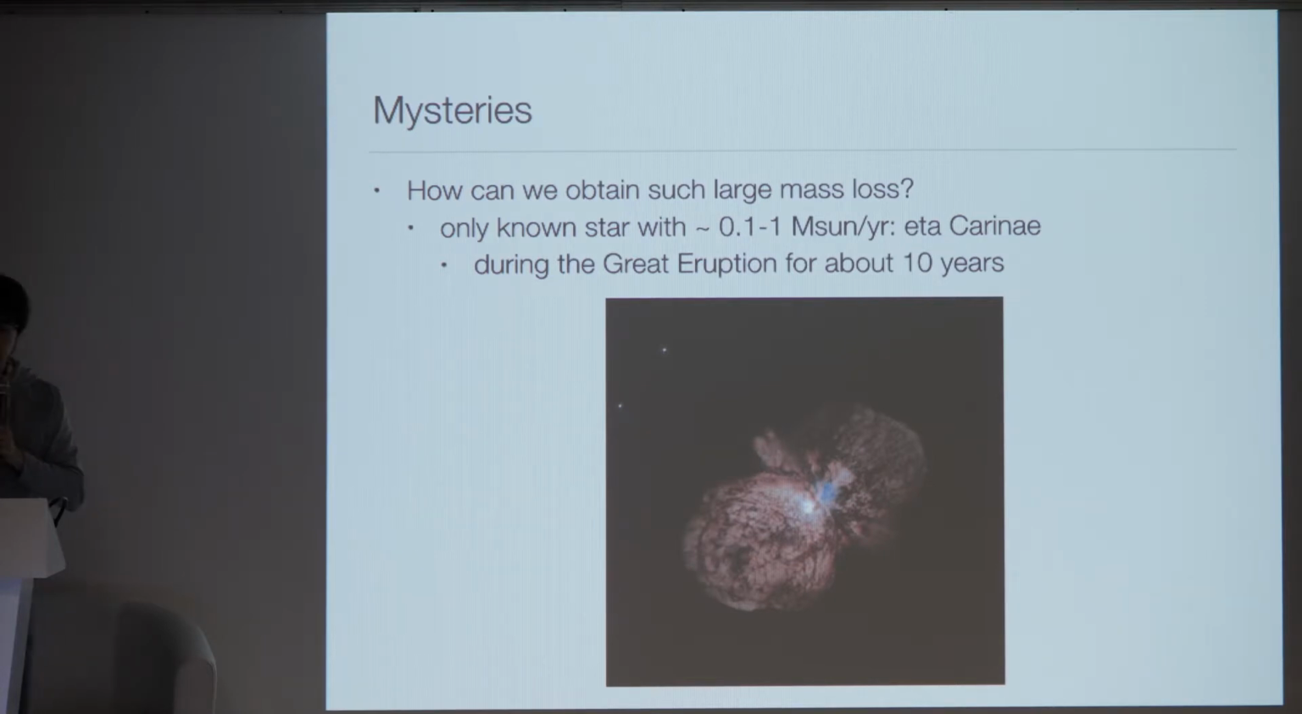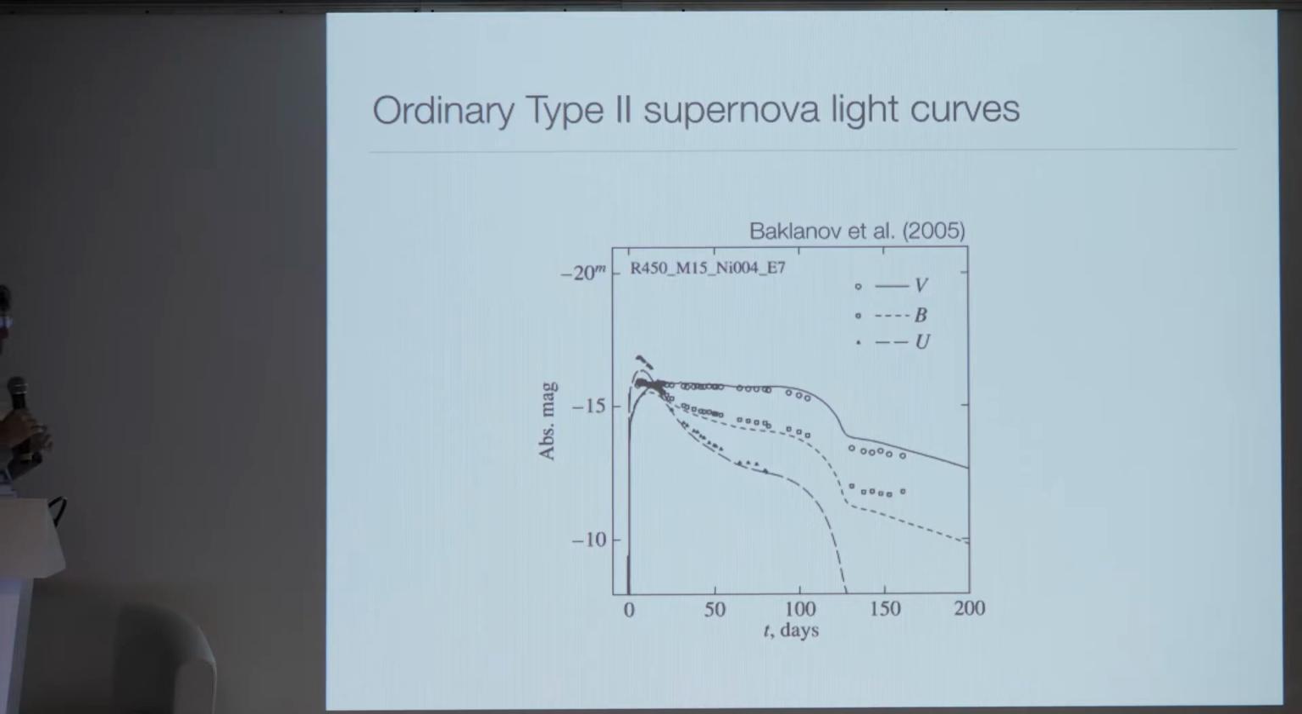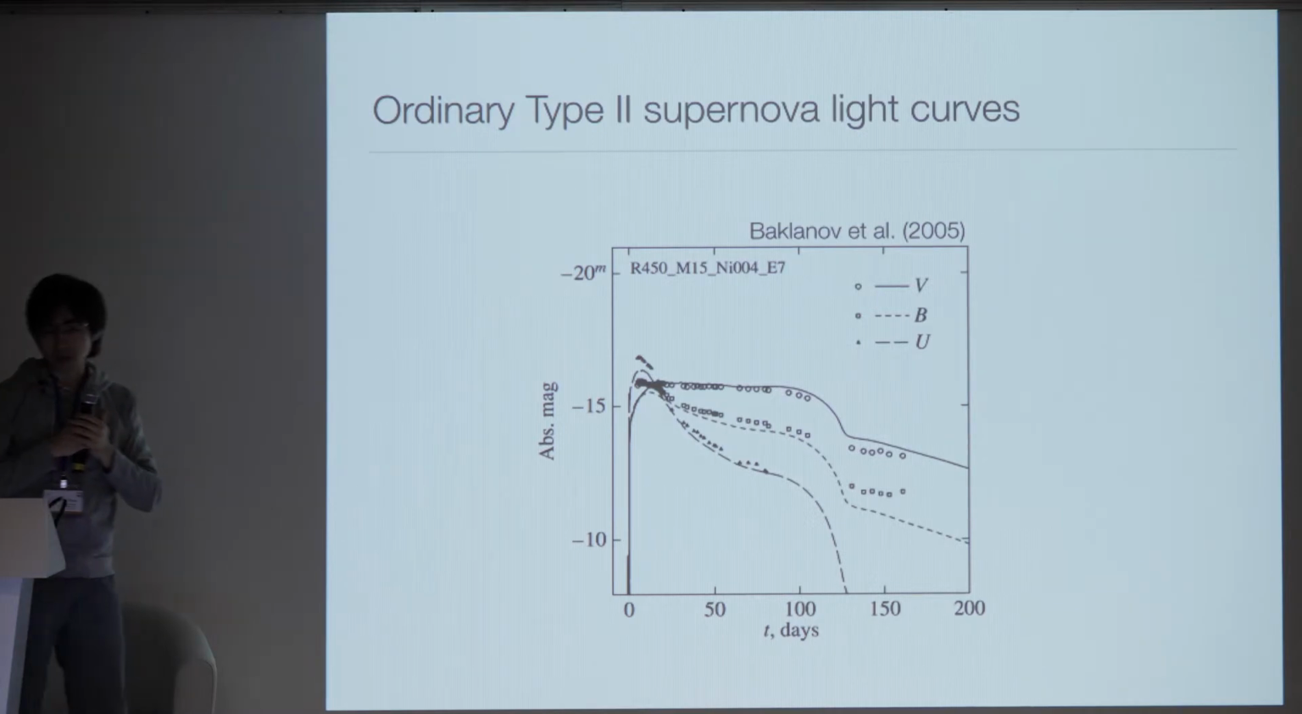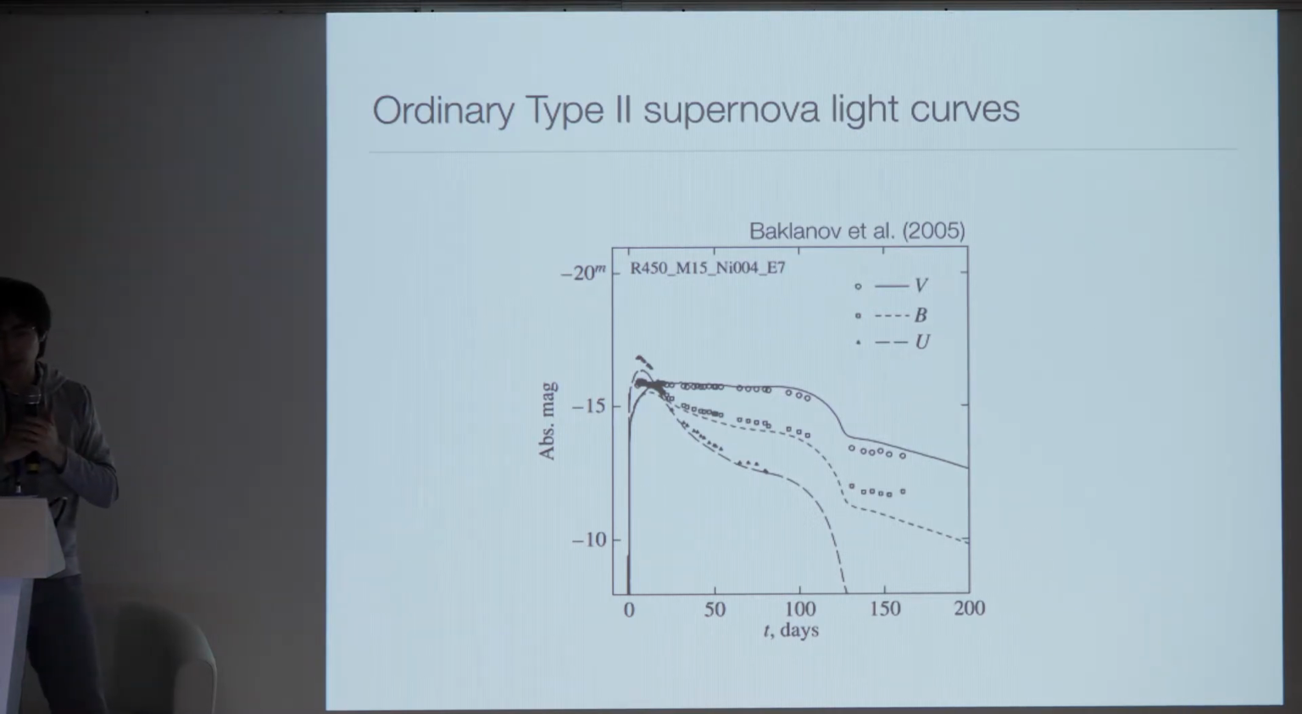So those are type 2n supernovae, which have a clear signature of circumstellar matter, and we know these progenitors have extremely high mass loss rates. As I said, about 10% of core-collapse supernovae do this kind of mass loss, so it's rare. I mean, 10% is not extremely rare, but it's still a small fraction of all the core-collapse supernova progenitors.